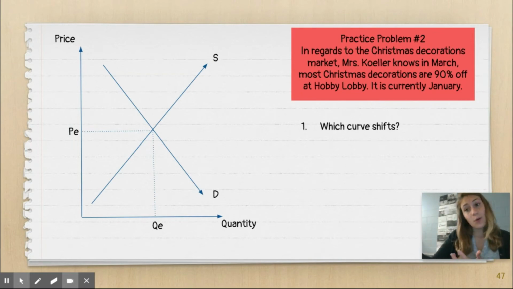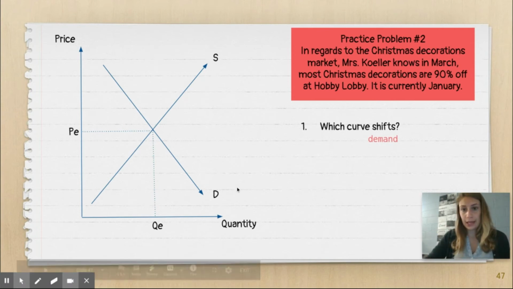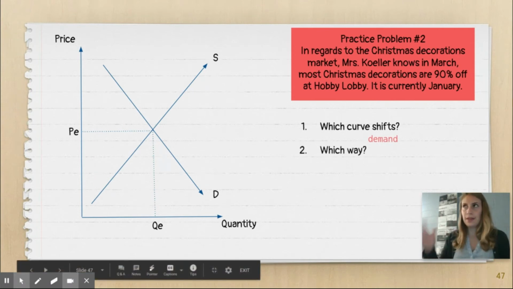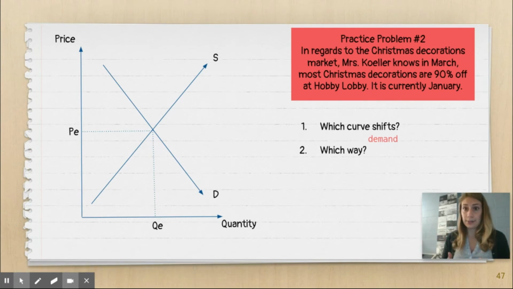Well, in this instance, it's affecting our consumers, right? Because the decorations are going to go on sale. So here we're going to be shifting our demand line. Now, which way will it shift? Think about it. If you want to buy Christmas decorations, are you going to buy them now when they're expensive? Because we're in January. Or are you going to wait until March until they're on discount? Consumers always want to buy the cheapest product, so they're going to tend to wait until March when they go on sale. So if we're waiting till March, does the demand for the decorations now go up or does it decrease? Well, it'll decrease, right?